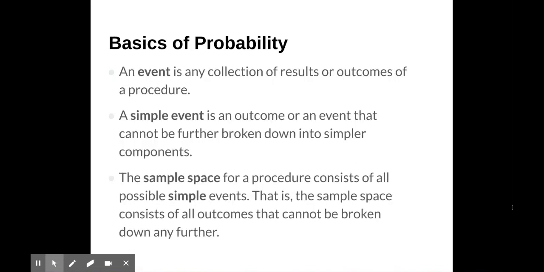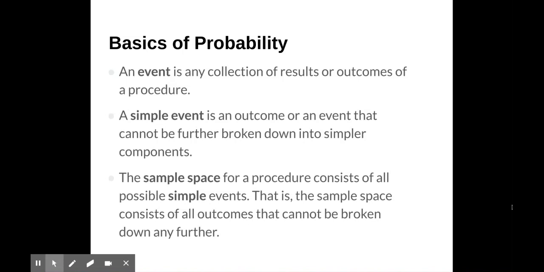So there's a couple definitions we've got to have before we can really get talking about anything. The first is an event. An event is a collection of results or outcomes of a procedure. So a procedure is whatever the thing is that we're doing, whatever trial or experiment or activity, whether it's flipping a coin, drawing a card, spinning a spinner, randomly choosing a person out of a crowd and asking them if they have ever gone to college. That is the procedure. So an event is some collection of possible results or outcomes.